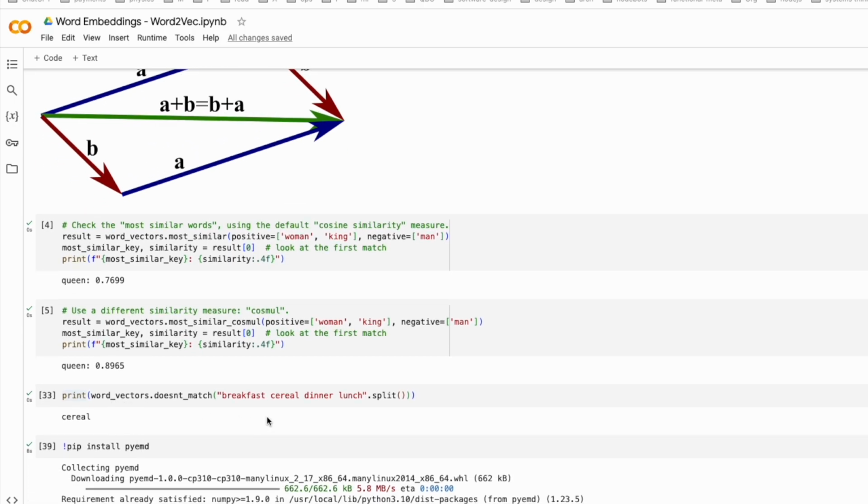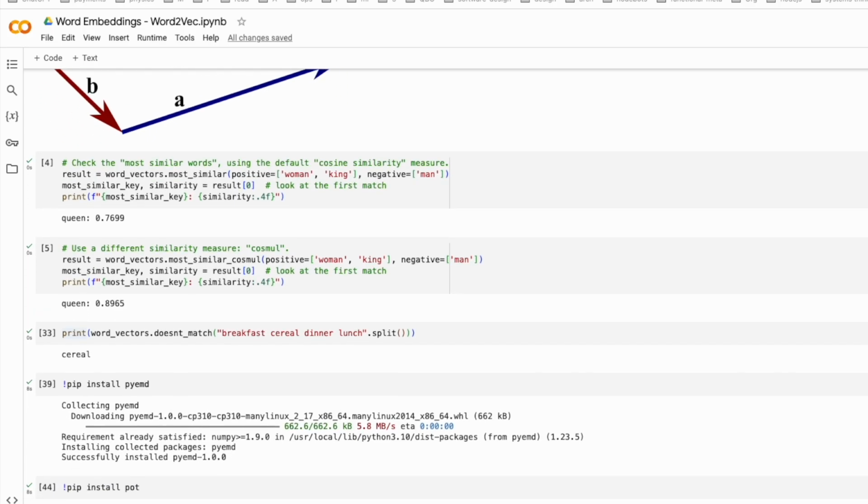Now one more thing, let's say we take four words and we want to find out which of them is the odd one out. So breakfast, cereal, dinner, lunch. This says that cereal is the odd one out. So it is also able to find out which one is odd.